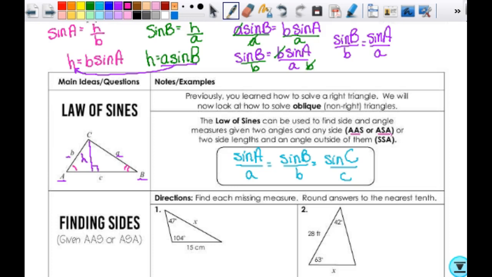We had other triangle congruence theorems and postulates. So this was two of them, and then we also had side-side-side, side-angle-side, and HL. Those will come later. Today, these are the only two that we're looking at. It also says two side lengths and an angle outside of them, which is this one. If you remember, that is not a congruence theorem or postulate because there's no ASS in geometry. But it is ambiguous, and we'll talk about that when we get to it. We're going to start with the first two, angle-angle-side or angle-side-angle.